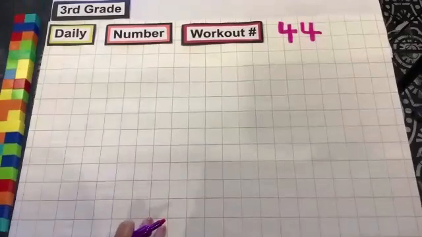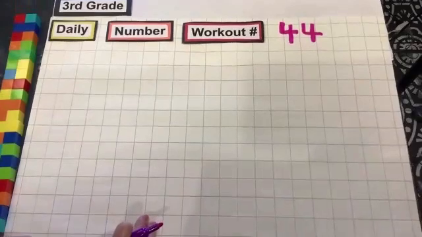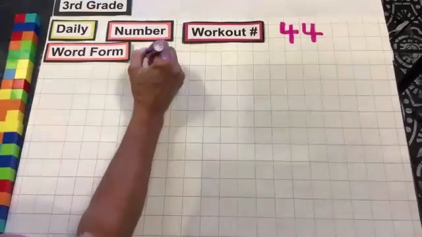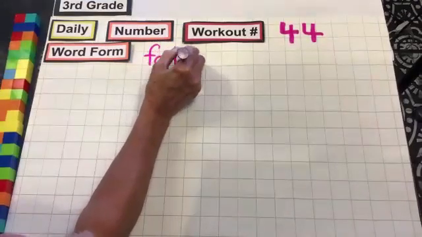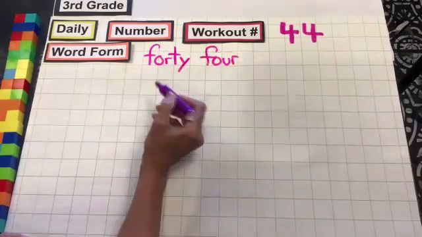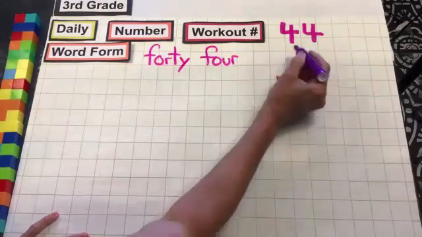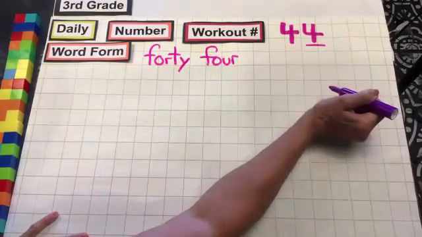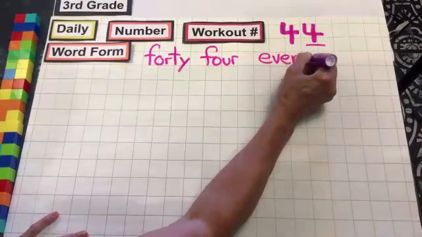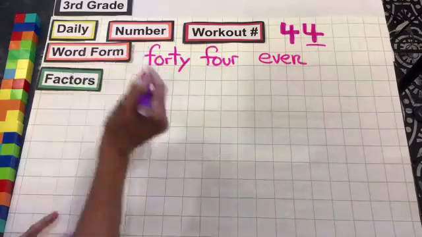Today we're working on the number 44 for the third grade. So let's get started with our word form. 44, F-O-R-T-Y F-O-U-R. And because we have a 4 in the ones place value, this is an even number. So let's go on to factors and factor pairs.